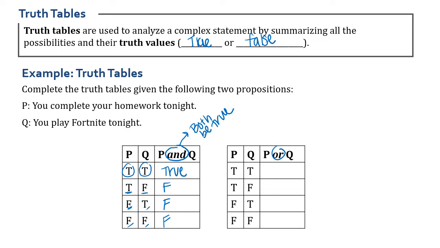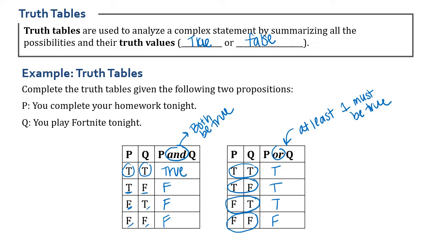For an or, at least one has to be true, because in mathematics, we're going to be talking about an inclusive or. So at least one of those statements is true here, so that's a true statement. At least one of them is true in this scenario, so that's true. At least one of them is true there, so that's true. And both of those are false, so this is a false statement. If you think about what this means, you played Fortnite or you completed your homework. Both of those are true. So you did one or the other or both.